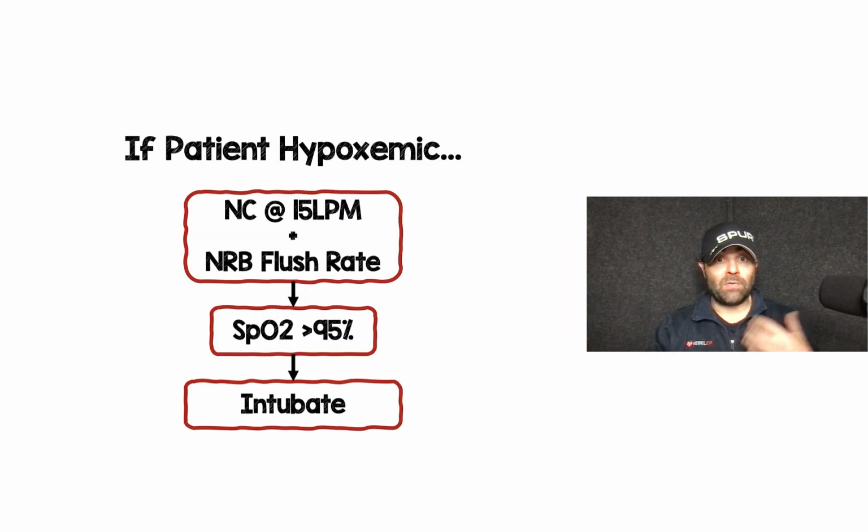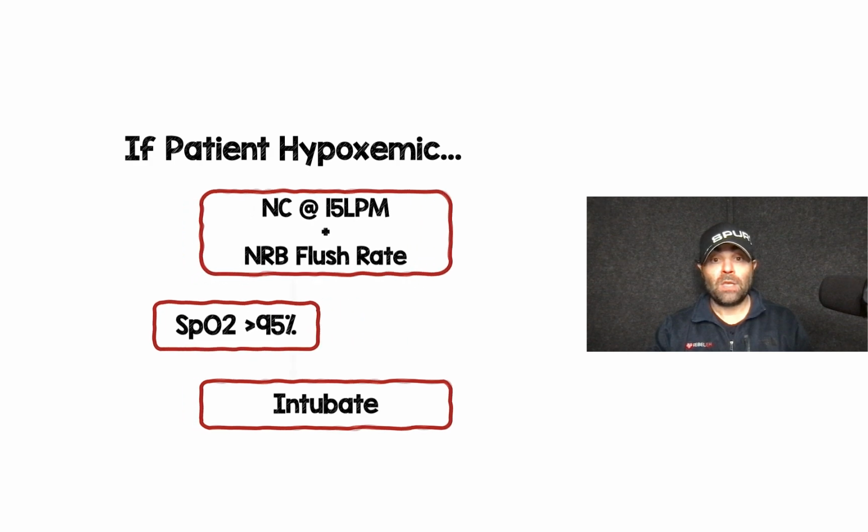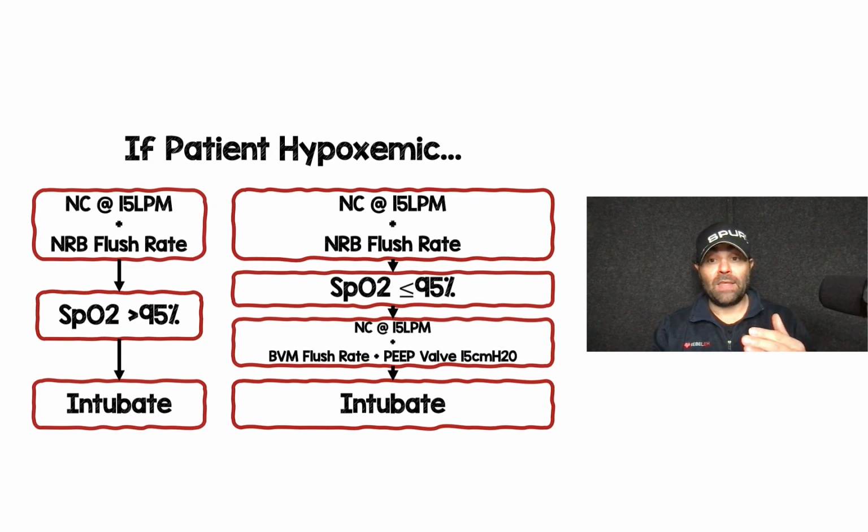So to summarize, if a patient is hypoxemic, even if they're not hypoxemic, nasal cannula at 15 liters per minute, non-rebreather at flush rate. If you get your O2 saturation to greater than 95%, you're good to go ahead and proceed with intubation. Now, in the scenario where I have that and I'm not getting my oxygen saturation greater than 95%, I now swap out that non-rebreather for a bag valve mask at flush rate and a PEEP valve at 15 centimeters of water. I recruit those atelectatic alveoli, and then I proceed with my intubation.